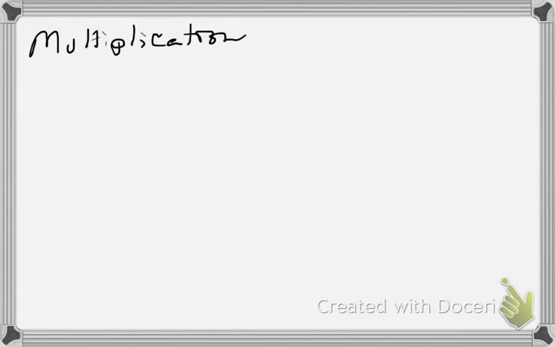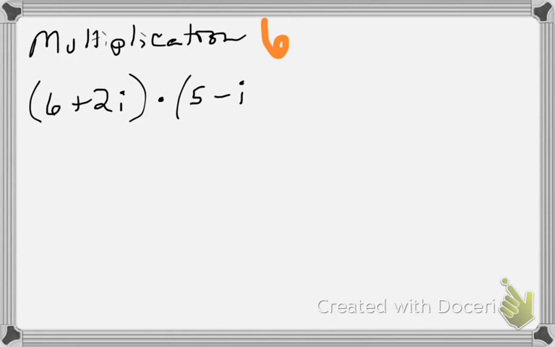When you multiply complex numbers, that's going to be a little more involved than adding and subtracting. It's still very manageable. It's just there's a little more going on. Example: 6 + 2i times 5 - i. And usually it's just going to be two parentheses butted together. There's not going to be a dot or anything in between.